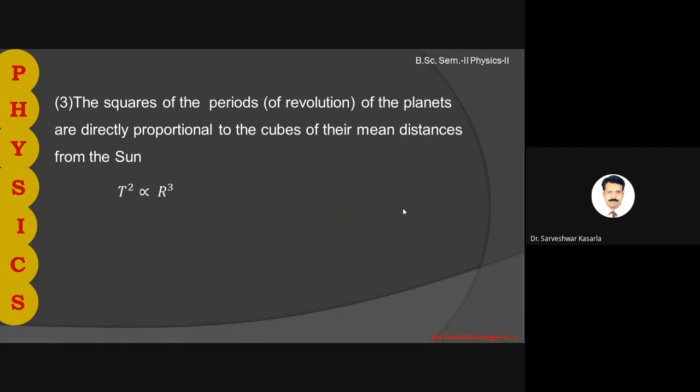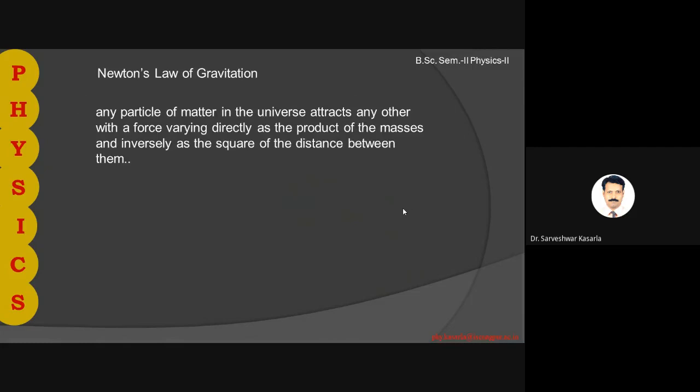Kepler's third law states that the squares of the periods of revolution of the planets are directly proportional to the cubes of their mean distances from the Sun. That is, T square is directly proportional to R cube. So these were the statements of all the Kepler's laws. So let us see Newton's law of gravitation.